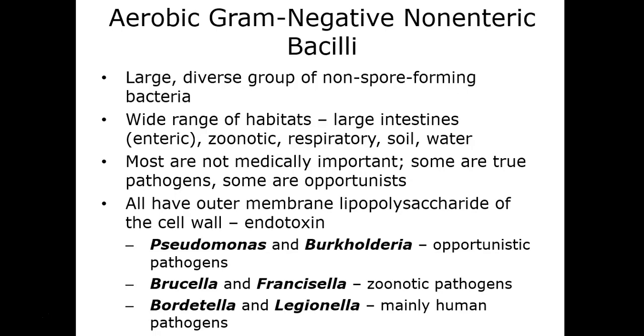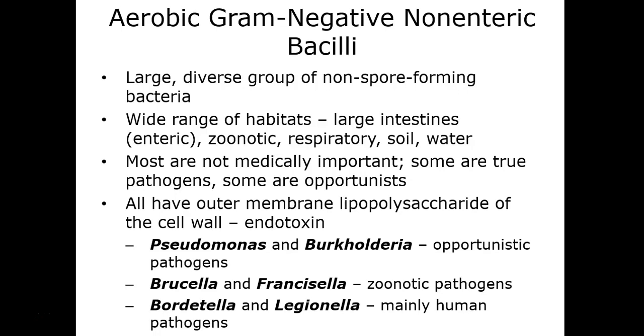And since we're talking about gram negatives, we know that they have that extra layer in their cell envelope known as the outer membrane. And the lipopolysaccharide or LPS component of that outer membrane serves as a toxin, as an endotoxin.